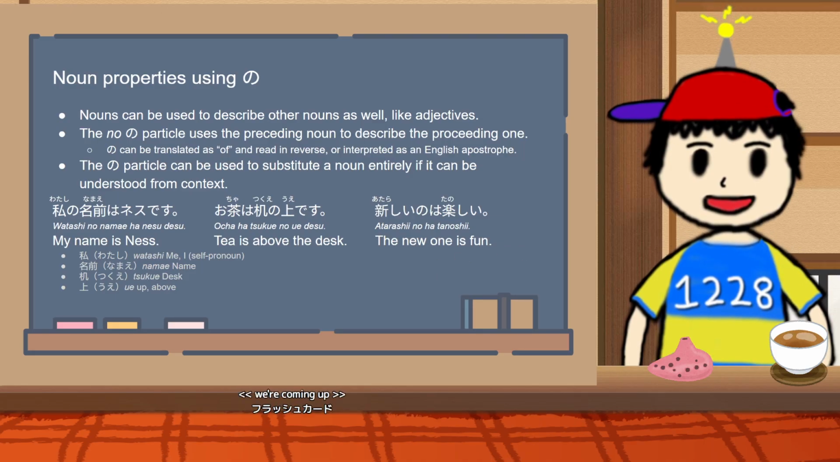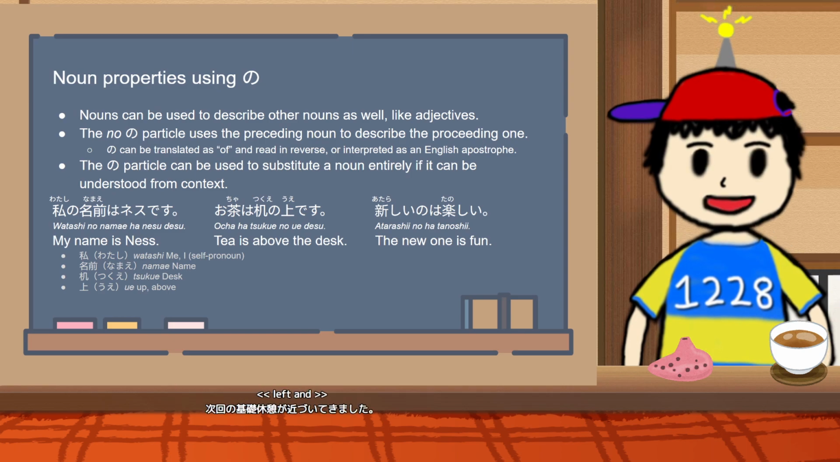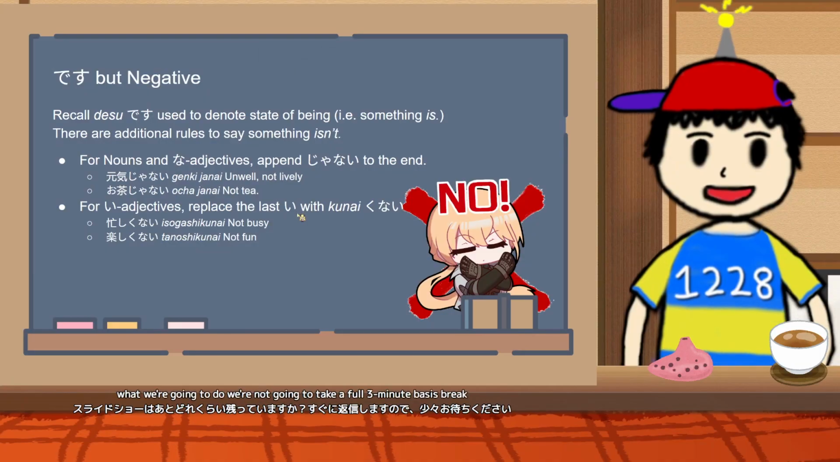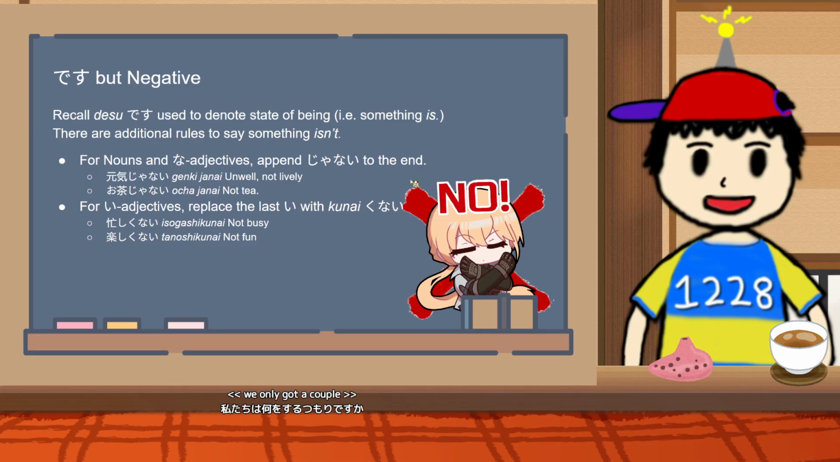We're coming up on our next Bezos break. Let me quickly check how much of the slideshow I have left, and I'll get back to you really quick. Give me a second, please. Okay. So, we're not gonna take a full 3-minute Bezos break. We only got a couple more slides. I'm gonna take a very quick 1-minute break, just to clear the ads. And then we'll be on our way, alright? Actually, 1.5 minutes.